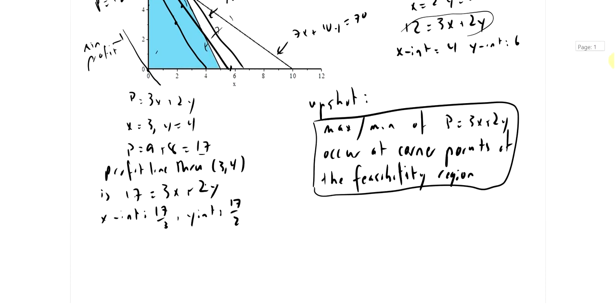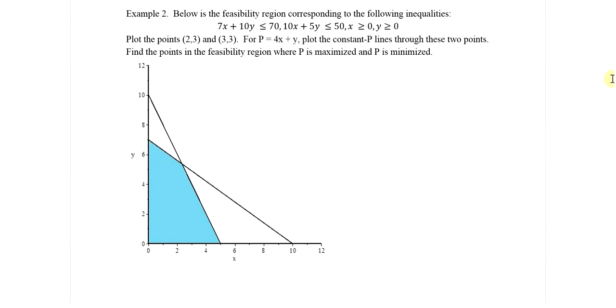On the other hand, this is the same region as we had above. And we want the same points, 2,3 and 3,3, but now we'll look at a different profit function, 4x plus y. So for x equals 2, y equals 3, P equals 4 times 2 is 8, plus 3 equals 11. So we have our profit line through this point, x equals 2, y equals 3.